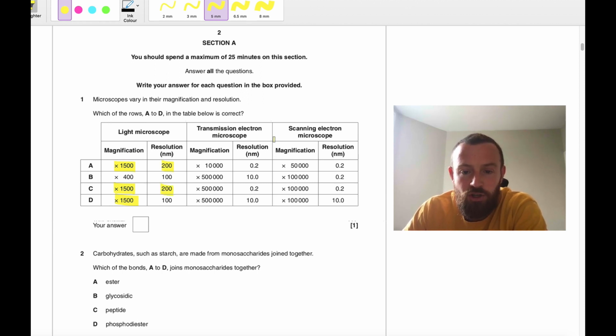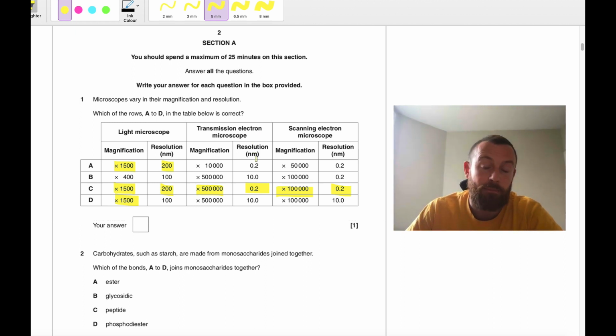Then we've got transmission and scanning. So you need to remember that transmission electron microscope has a higher magnification than a scanning microscope. So which ones work from that? Well, this one doesn't work because that's lower than that. So therefore we are left with this one, 0.2 is the appropriate resolution. 10 is way too large because you can actually see the membrane, which is only about 7 nanometers across. So it's lower than 7, so 0.2. So C. Okay, so that's the first one there. All right, moving on.